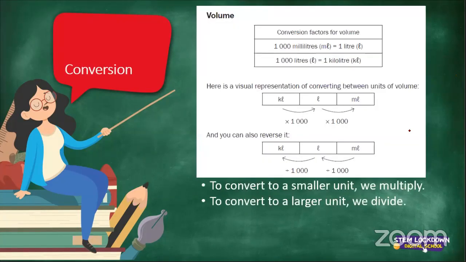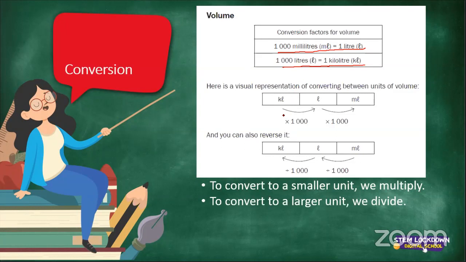Now let us recap. To convert between milliliters, which is the smallest of them all, to liters, the conversion is 1,000. So 1000 milliliters is equal to 1 liter. And then 1000 liters is equal to 1 kiloliter. So you just need to know that 1 liter is 1000 milliliters, so the conversion factor is 1000. And 1 kiloliter is equal to 1000 liters.